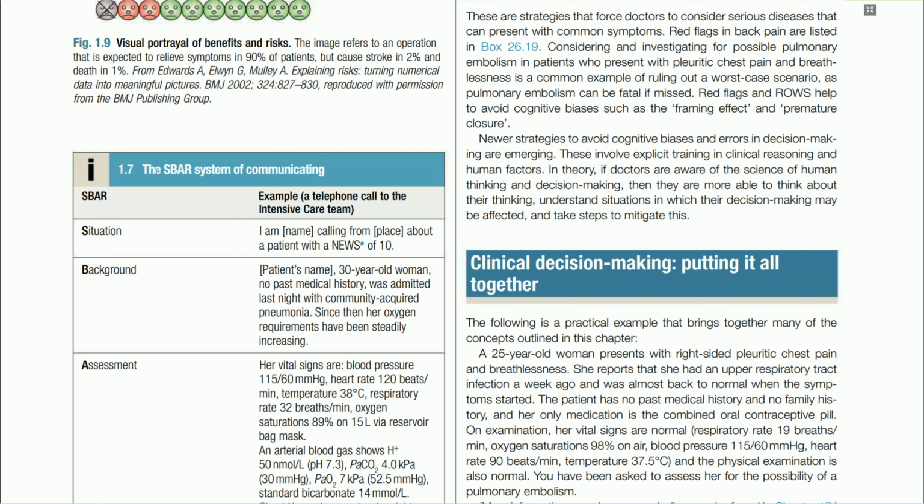The SBAR system of communicating. SBAR example, a telephone call to the intensive care team. S for situation: I am [name] calling from [place] about a patient with a NEWS score of 10 out of 10. B for background: patient's name, a 30-year-old woman, no past medical history, was admitted last night with community acquired pneumonia. Since then, her oxygen requirements have been steadily increasing.